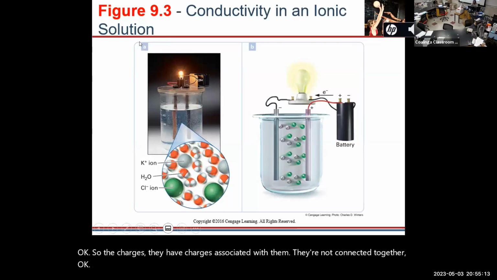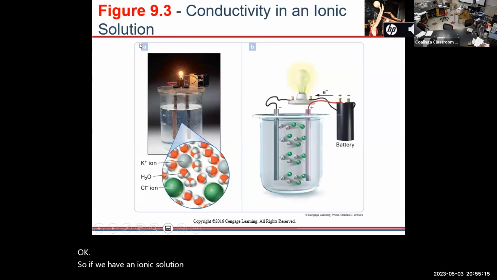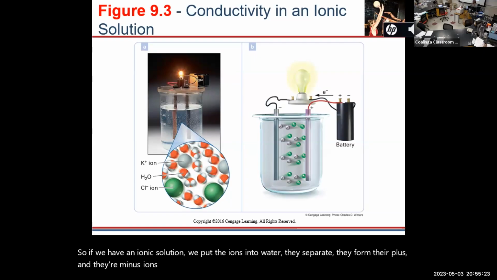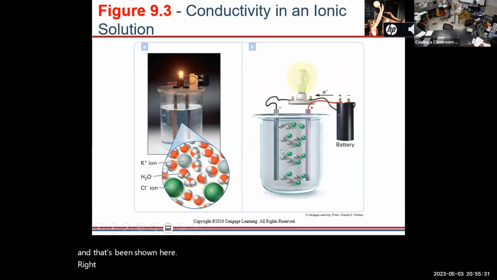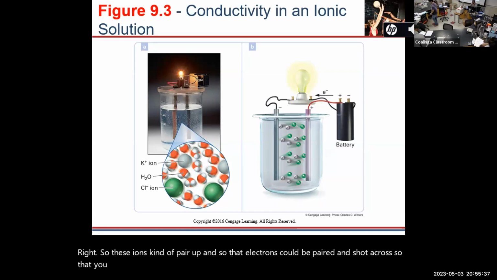So if we have an ionic solution, we put the ions into water, they separate. They form their plus and their minus ions. And so they allow the transport of electrons to go through that solution. And that's being shown here, right? So these ions kind of pair up, and so that electrons can be paired and shot across so that you get completion of the circuit.